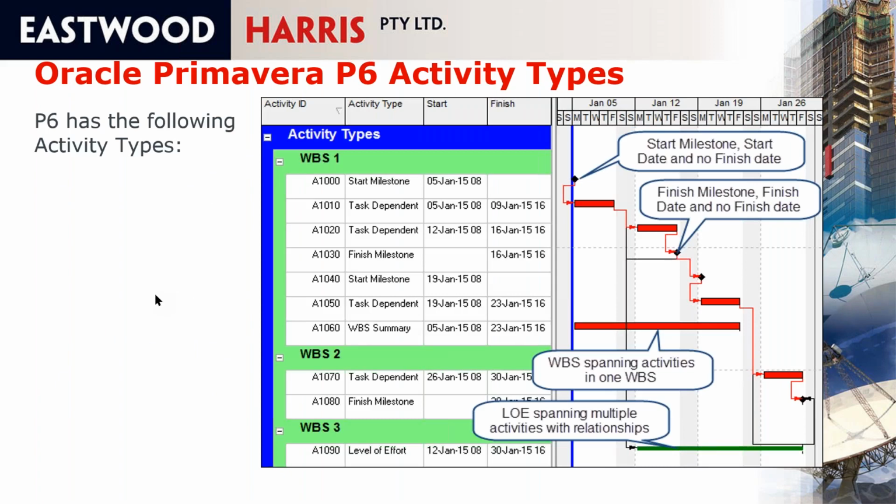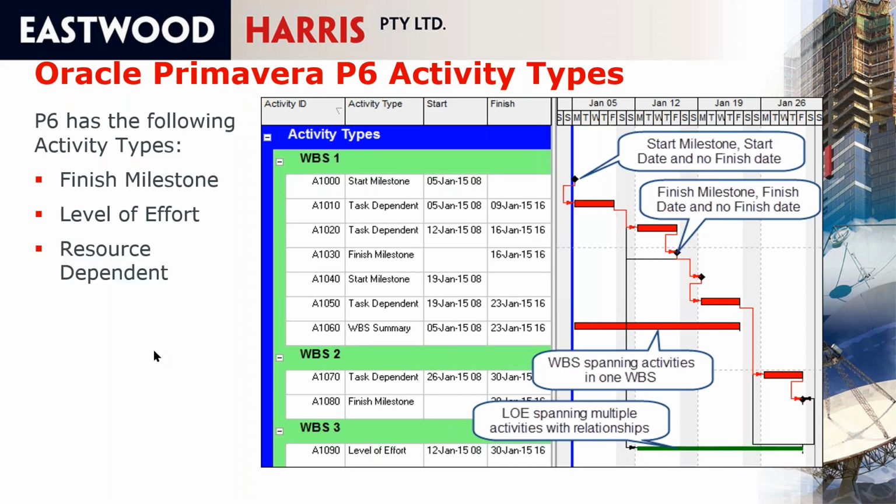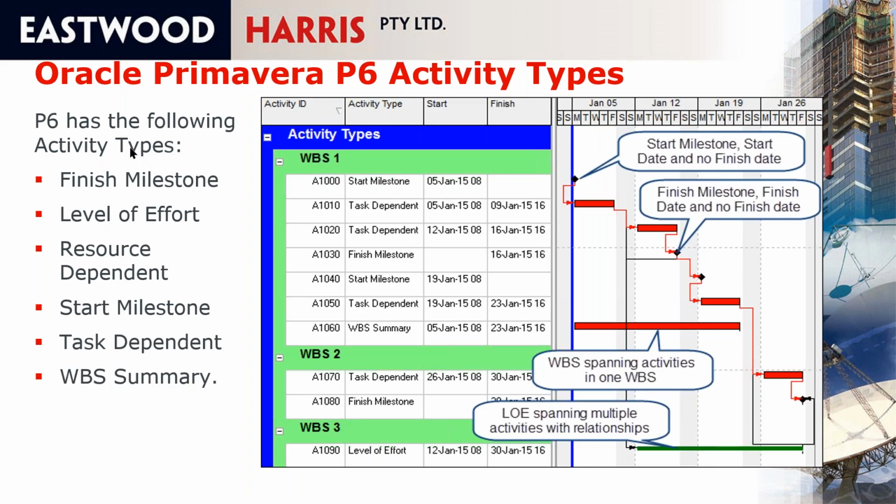Primavera P6 has the following activity types: a finish milestone, a level of effort. To create a level of effort, you have to have relationships between activities, so you can have a start to start, or a finish to start, and a finish to finish, or a finish to start at the end of it. So a level of effort has to be linked up. It has a resource dependent activity, which therefore is scheduled on the resource calendar. It has a start milestone, a task dependent, and a WBS summary. So these are the activity types that it has. A WBS summary gets its start date from the earliest start activity and finish date from the latest finish.